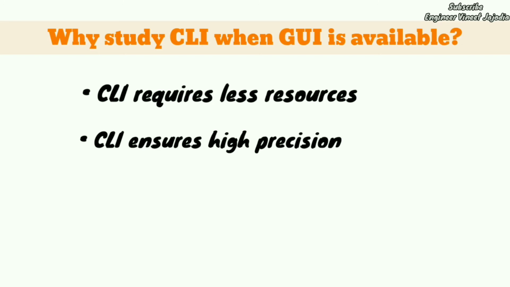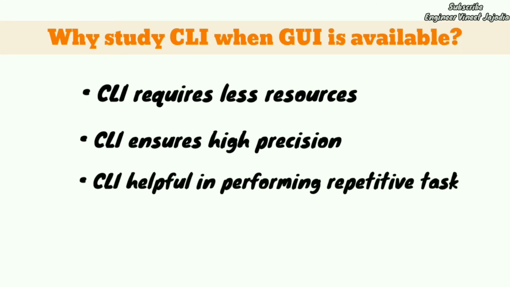The third point is that CLI is very helpful in performing repetitive tasks. Suppose you have a folder and it contains 1000 files. Now you have to perform similar tasks on those 1000 files. With the help of CLI, you write one command, and that command will be executed on all the 1000 files automatically. So repetitive tasks become very easy. So this was the third point. It is helpful in performing repetitive tasks.